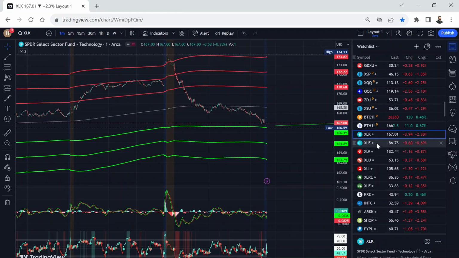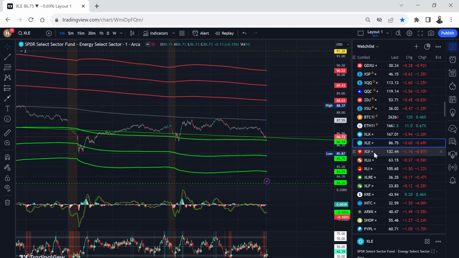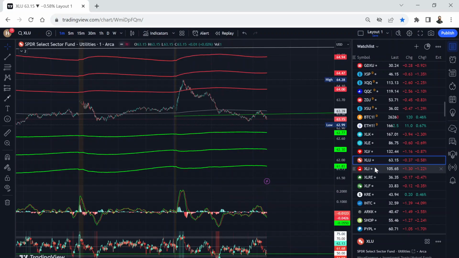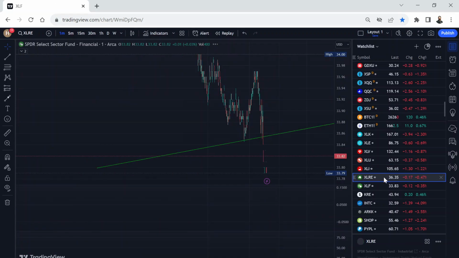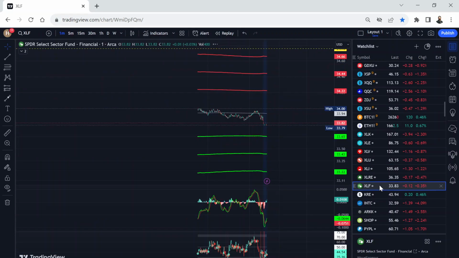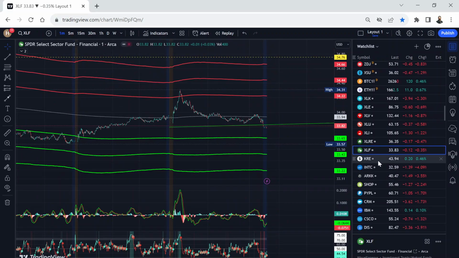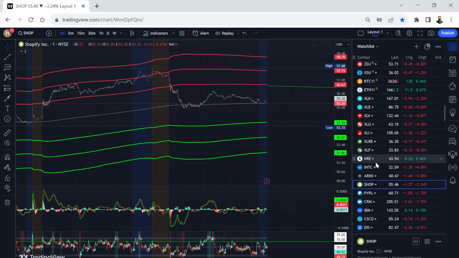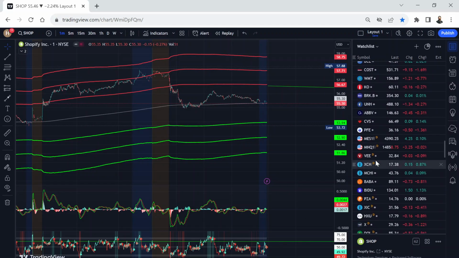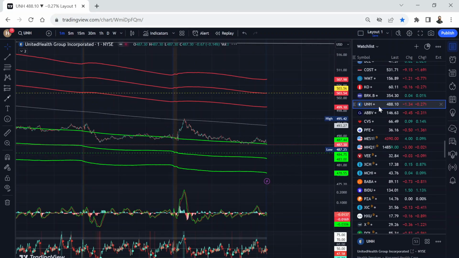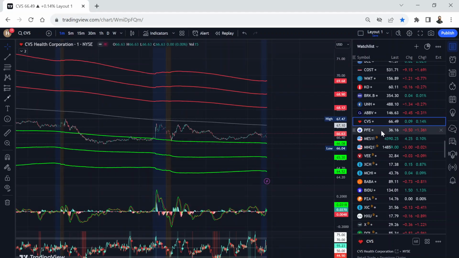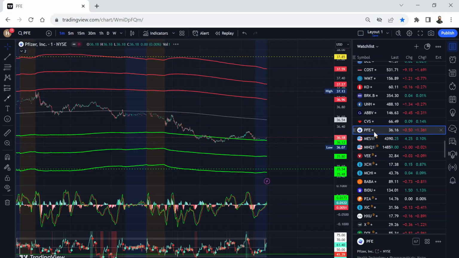So XLK in the buy zone, you can see XLE in the buy zone. Healthcare is in the buy zone. XLU in the neutral zone, XLI in the buy zone, XLRE real estate in the neutral zone, financials in the neutral zone. KRE regional bank ETF near neutral zone. Shopify in the neutral zone as well. Let's look at other stuff. UNH, other stocks in the buy zone. ABBV in the buy zone. CVS near buy zone. Pfizer is in the buy zone.